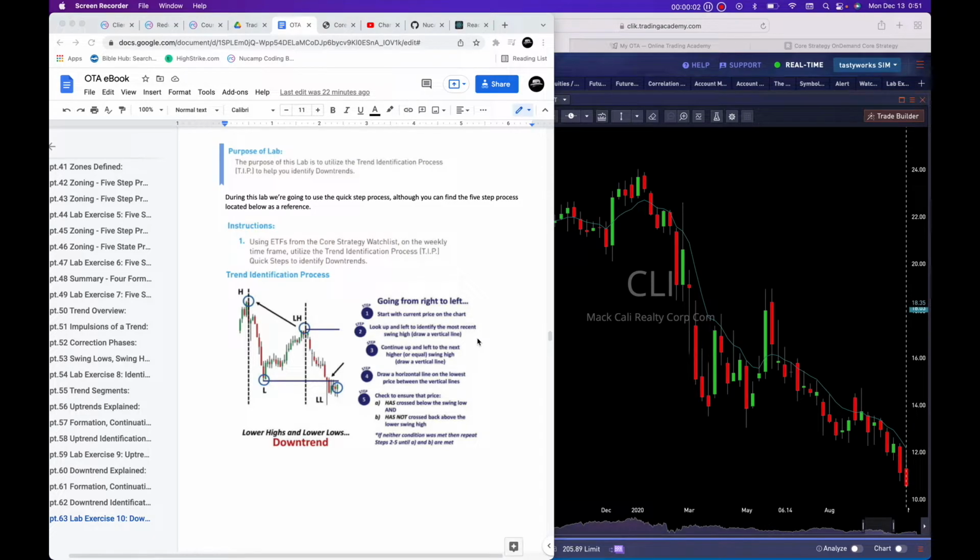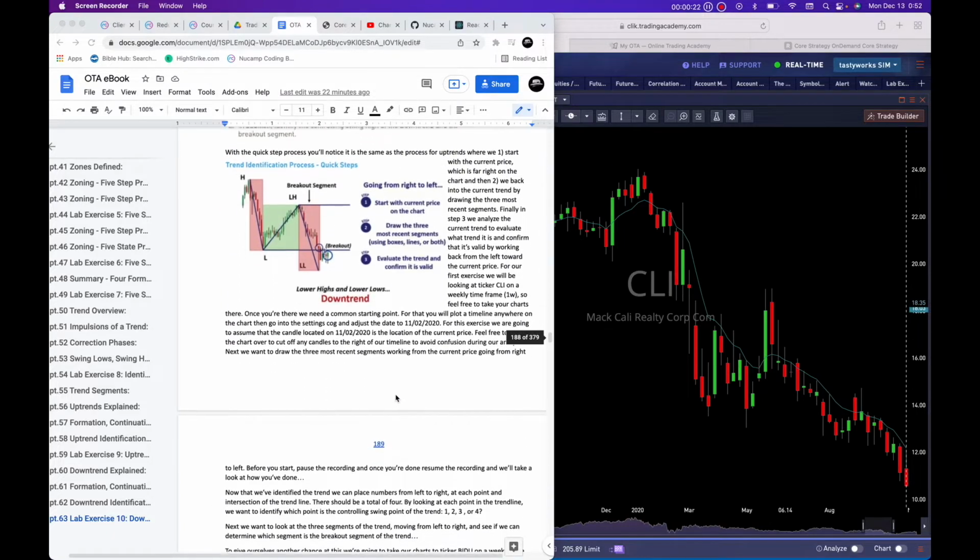All right, welcome to lab number 10. The purpose of this lab is to utilize the trend identification process to help you identify downtrends. Now for this lab, we're going to use the quick step process, although you can find the 5-step process, which is located here as a reference.